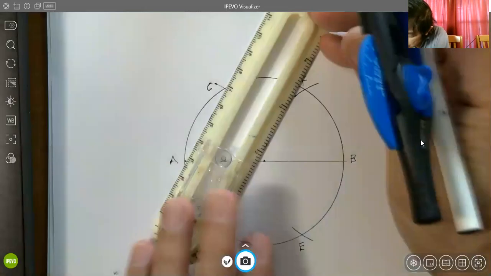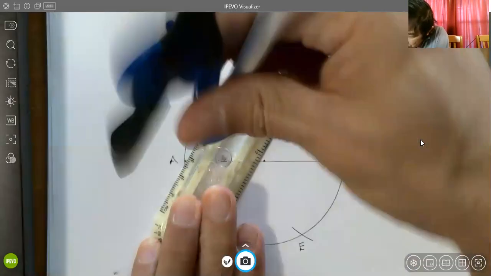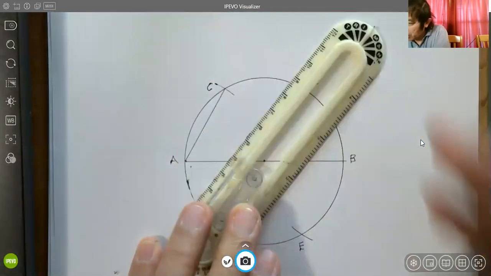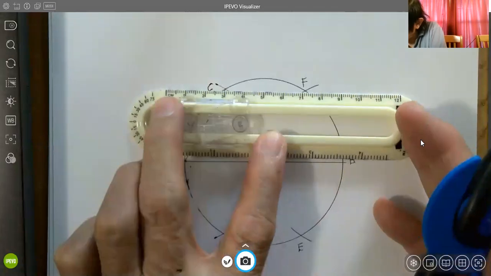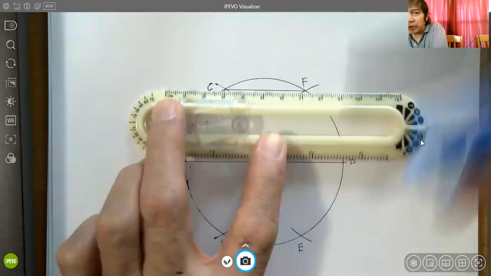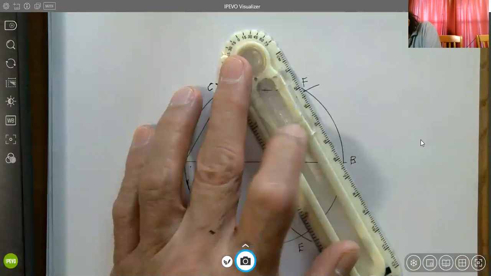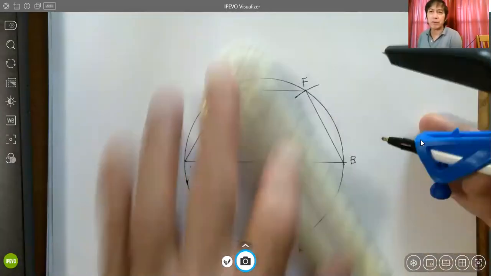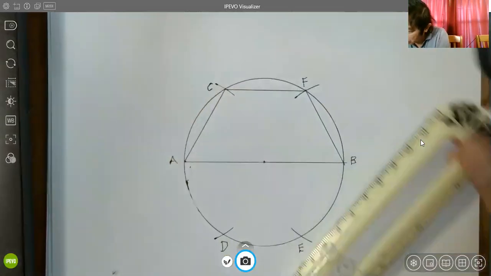Let's just connect first A and C. There. We connect now C and F. And then we will now connect F and B. There. So we have the three sides of the hexagon. We can now continue with B and E.